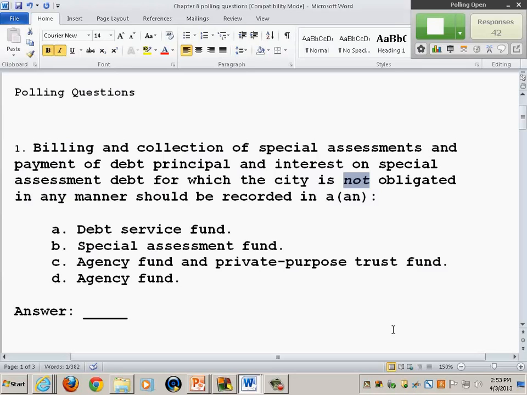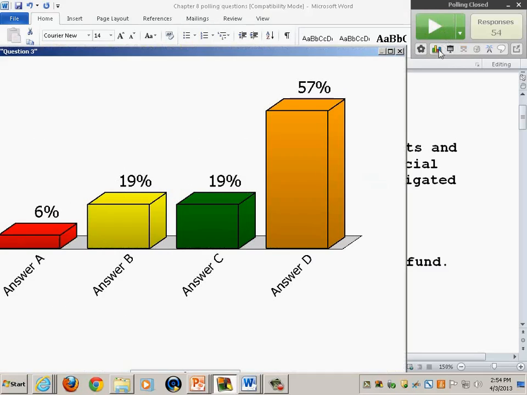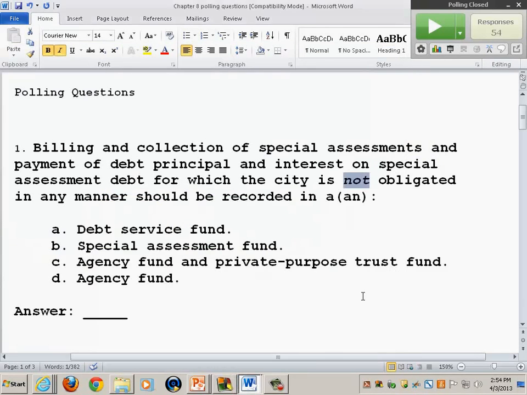How are we doing there? What do you think? All right. Are we done? We got a few more, right? Okay. Let's do this. Everybody done? Okay. All right. Good. It is agency funds. That's all. Couldn't be anything more than that. Okay. Let's take a look at the next one.